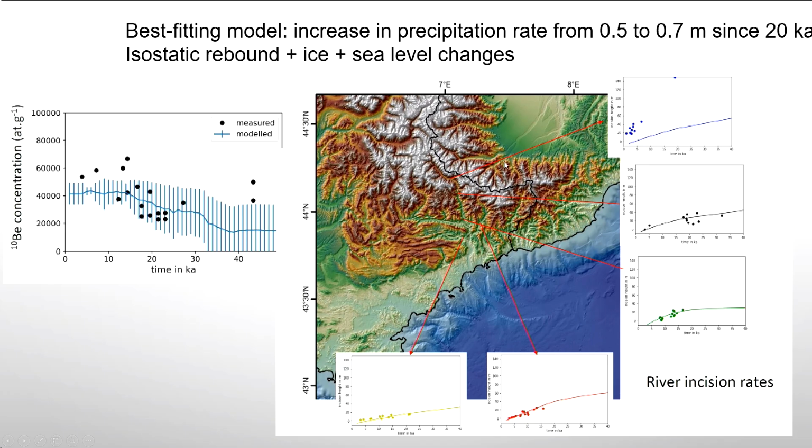And with this model, we were able to predict, except for one river, which is here, incision rates that are consistent with observation. And we were able to predict here an average beryllium-10 concentration, this is why you have vertical bars here, in the deep basin that is more or less consistent with measurements. As you can see, there are some points that stand out outside of this curve.